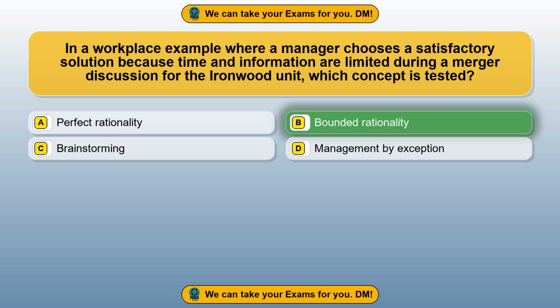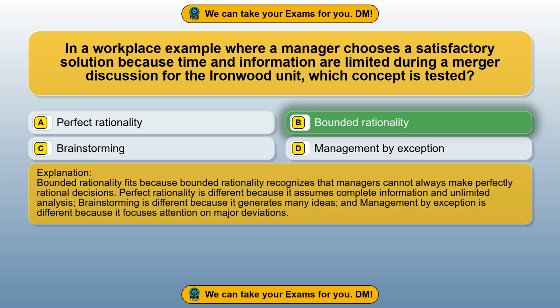Bounded rationality. Bounded rationality fits because bounded rationality recognizes that managers cannot always make perfectly rational decisions. Perfect rationality is different because it assumes complete information and unlimited analysis. Brainstorming is different because it generates many ideas, and management by exception is different because it focuses attention on major deviations.